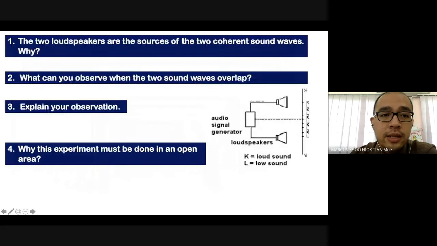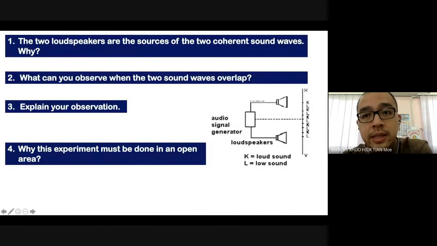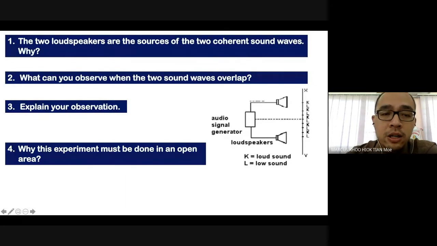But let's take a look at this. The two loudspeakers are the sources of two coherent sound waves. Let's talk again about the word coherent. What does the word coherent mean? Anybody?